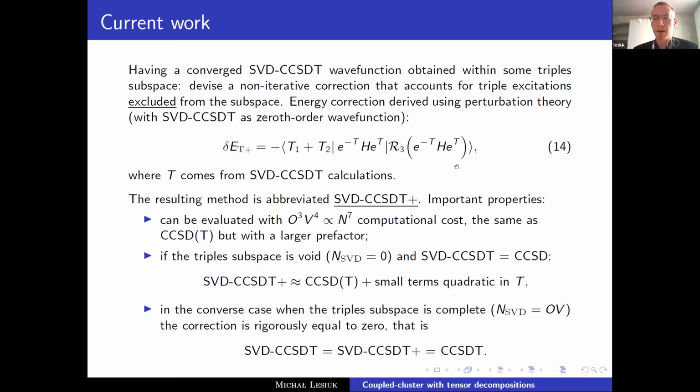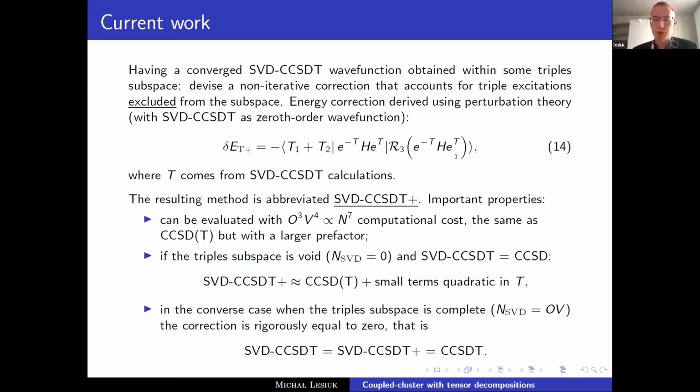So the general idea is a bit similar to parenthesis T, but instead of the CCSD starting wave function, you have SVD CCSDT now. So I will call this method SVD CCSDT plus, and some important properties of this method. The correction given by equation 14 can be evaluated with N to the 7th scaling. So this is a non-iterative N to the 7th correction that is very similar in nature to the famous parenthesis T. And actually the implementation of the method is also very similar to parenthesis T calculations. The prefactor is of course larger because there is much more stuff on the right hand side. I mean, there are additional terms, but the scaling is formally the same.